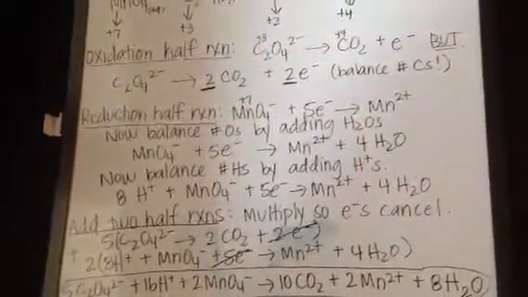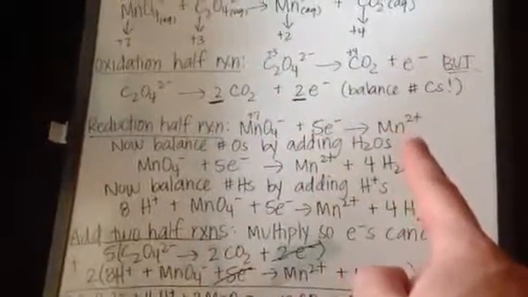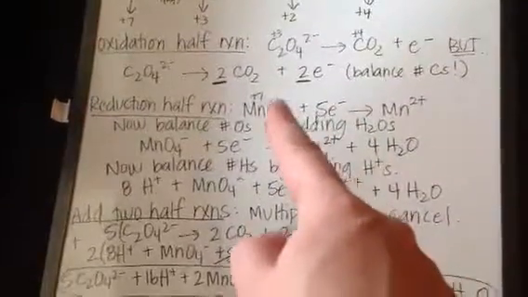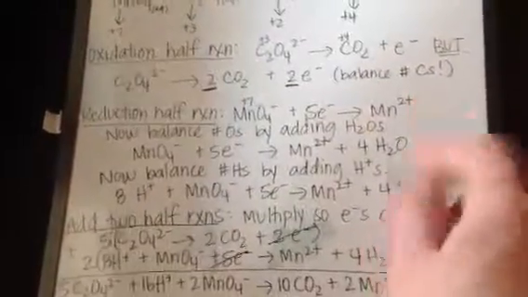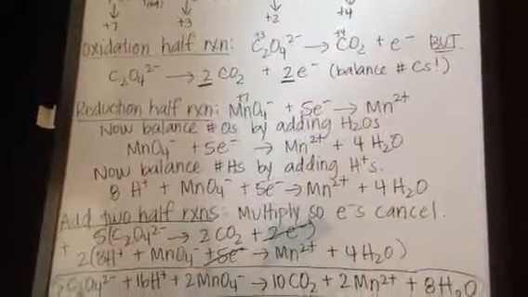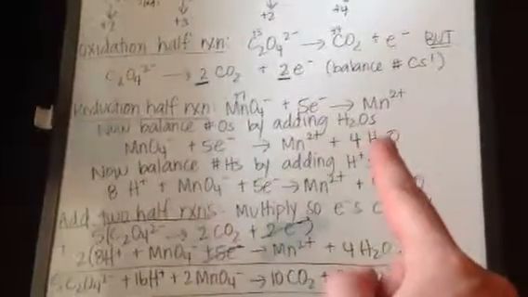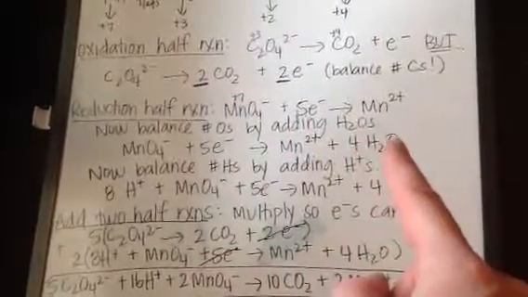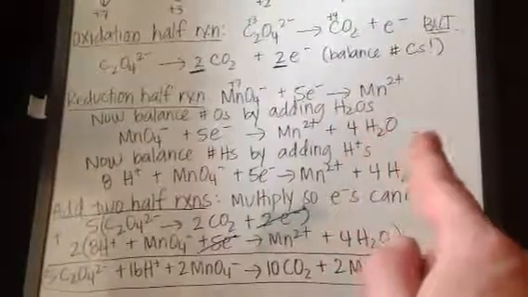For the reduction half reaction, manganese is going from +7 to +2, so that means that it gained 5 electrons. Now notice on the reactant side we've got oxygens, but there are no oxygens on the product side. Because this is occurring in an aqueous acidic solution, we can add as many H2Os as we want, right? Because water's the solvent. So the way we balance the oxygen is by adding H2O. So there are 4 oxygens needed, so I just write +4 H2O.